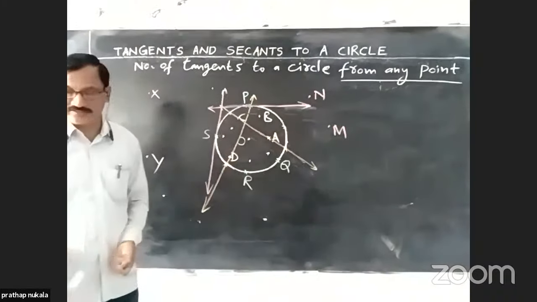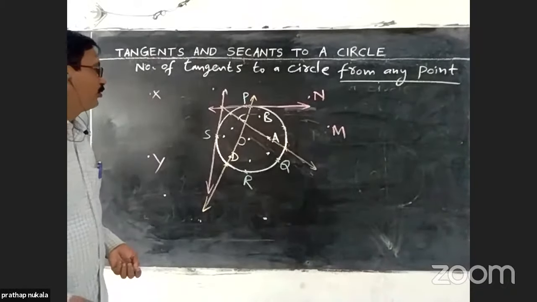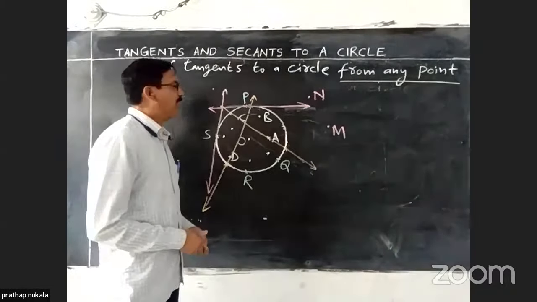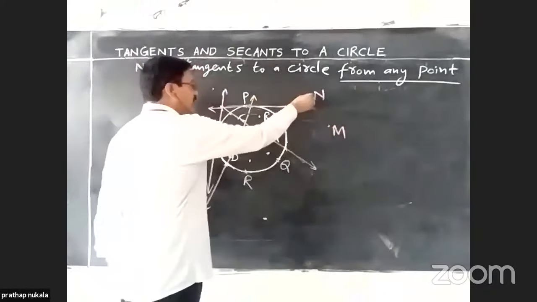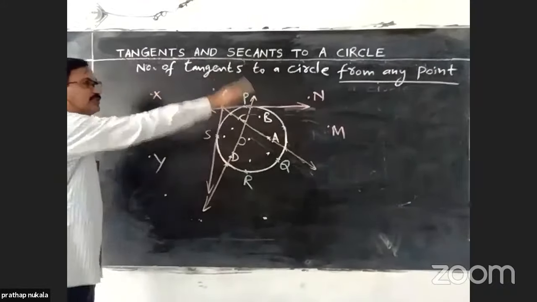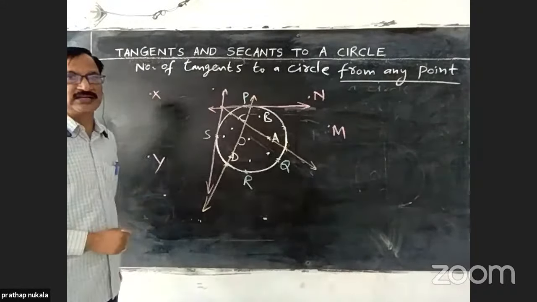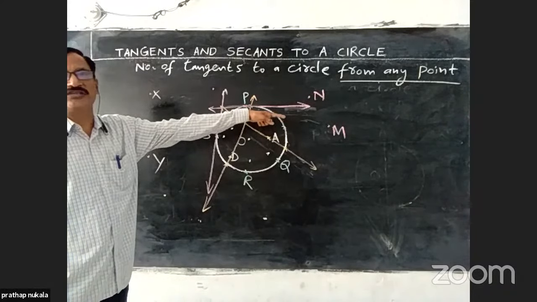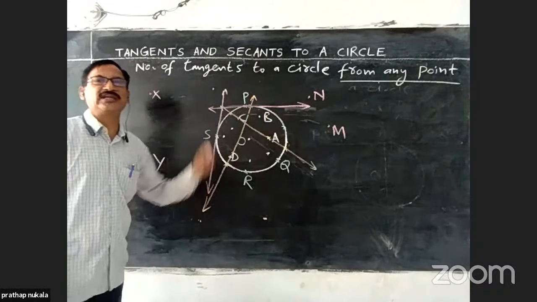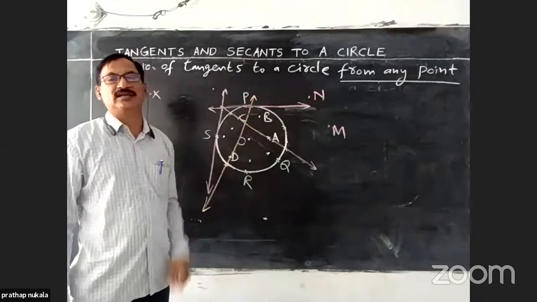Next, last one. Now, we have to draw tangents from an outside point. That means an exterior point. M is an exterior point. N is an exterior point. X, Y, all these are exterior points of the circle, or outside points of the circle. Now, just guess it. How many tangents can be drawn from an outside point to the given circle?